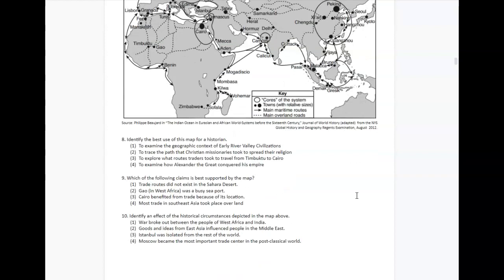Number 9, which of the following claims is best supported by the map? You can use the information on the map to support this claim. 1. Trade routes did not exist in the Sahara Desert. 2. Gao in West Africa was a busy seaport. 3. Cairo benefited from trade because of its location. 4. Most trade in Southeast Asia took place over land. Which one is shown on this map?